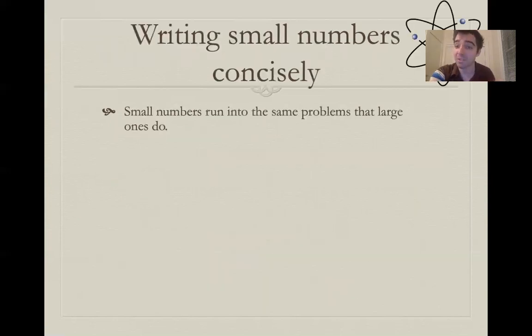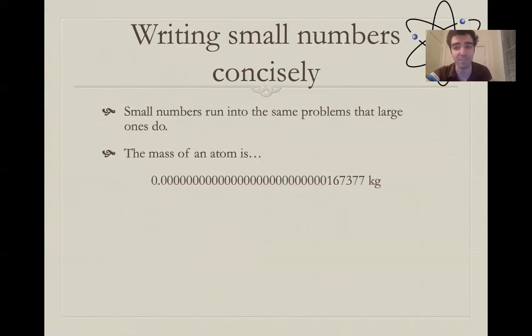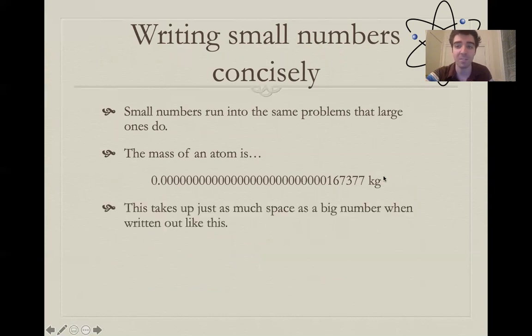Now let's talk about very small numbers. These run into exactly the same problem as large ones do. They take up a lot of space on the page. Here's the mass of an atom. Obviously very small, and of course, you have a lot of digits to write it out. It's even a little bit more annoying to write this out in full because there's no commas here, so it's very easy to lose your place when you're writing this out.